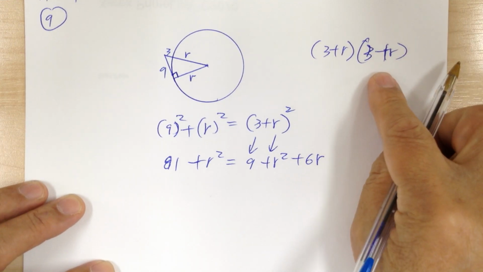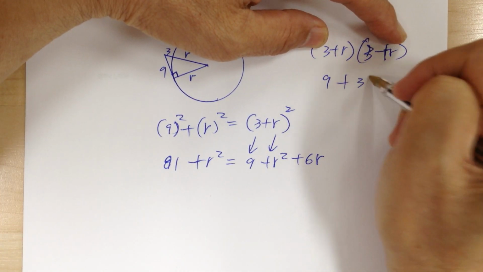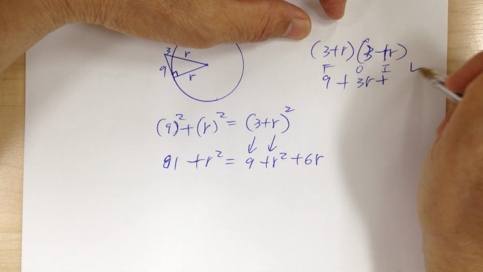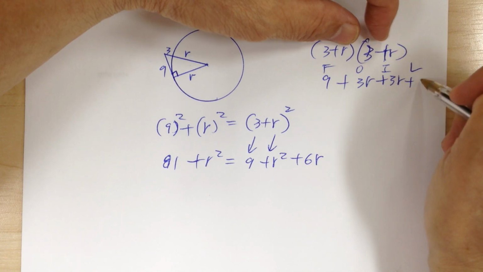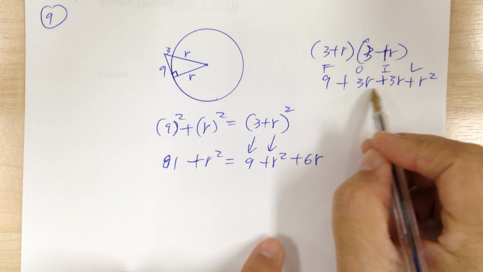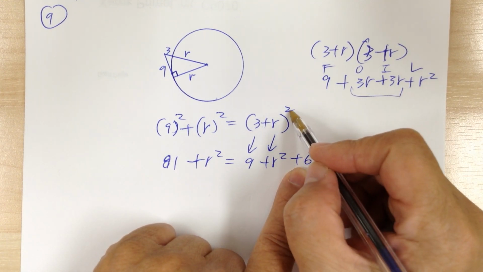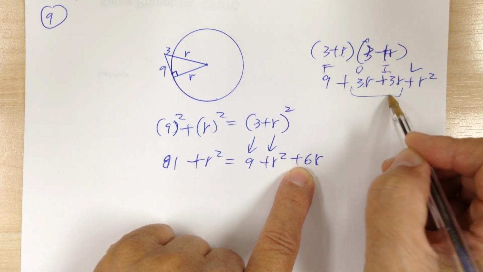You can use your FOIL method. So for the F, it would be 9, plus 3r for the O, F, O, I, L, right, for your method. Then 3r plus r squared. So that's where this came from. See, you got two of these, because squaring means you got two of these, and you're going to get the O and the I. So that's where they came from.